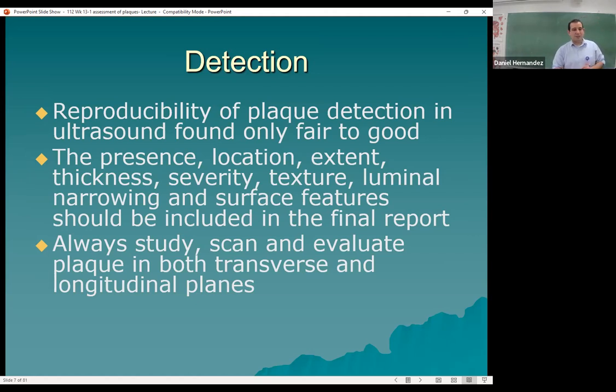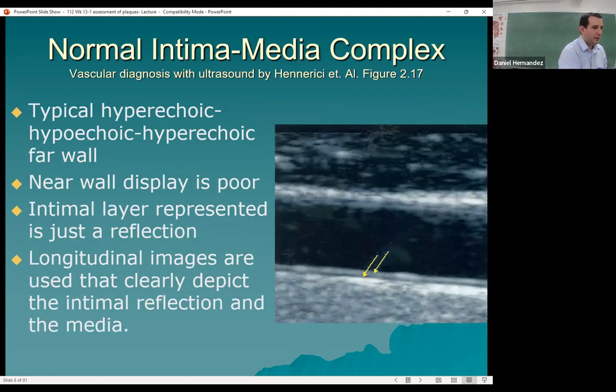When we're assessing plaque, we're always going to assess it in 2 planes. We're going to scan in sagittal, and we're always going to scan that plaque in transverse. The reason we do this is because we need those 2 imaging planes in order to determine the extent and severity of the plaque. This is just showing a normal intimal medial complex. This is a normal vessel showing the intimal and medial layers.